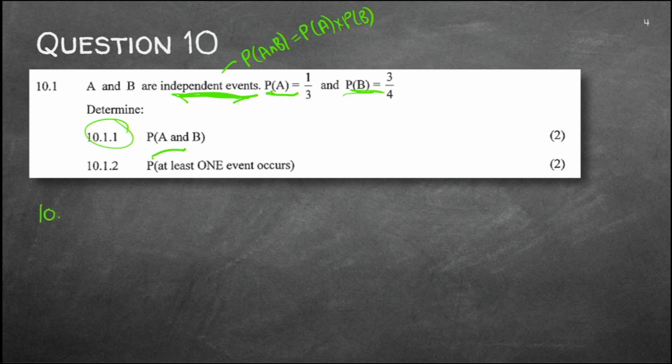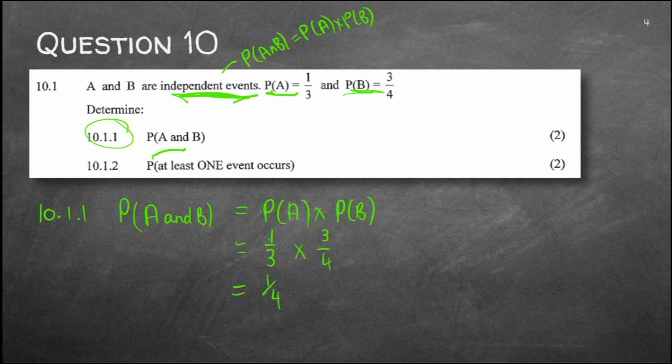So we'll say 10.1.1. The probability of A and B is equal to the probability of A multiplied with the probability of B. So it's a third multiplied with 3/4, and you get a quarter. And that's the first answer. So if we look further into this, they're asking for the probability of at least one, meaning it can be more than one event, for example, A and B. So how will I approach it?